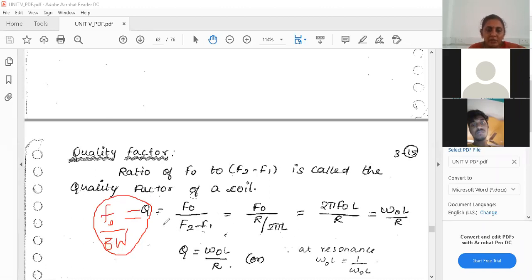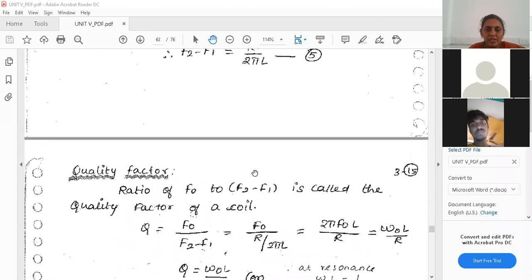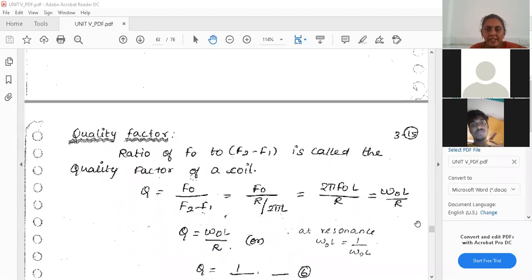Now, F naught by F2 minus F1. F2 minus F1 we have derived already, R by 2 pi L. So I will substitute that value, and rearranging this, I will get 2 pi F naught L by R. Now, what is 2 pi F naught? 2 pi F naught is going to be omega naught. So the Q value is omega naught L by R.